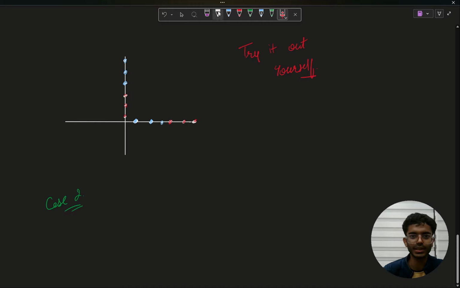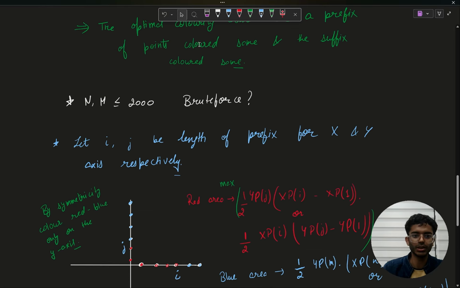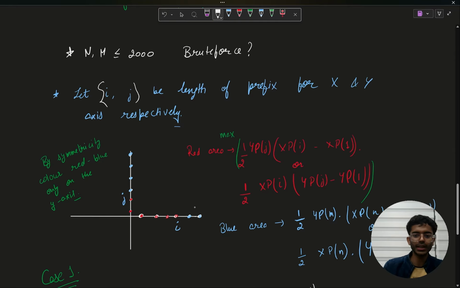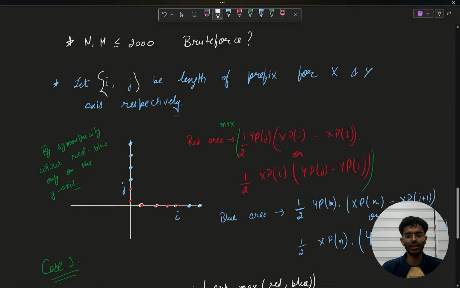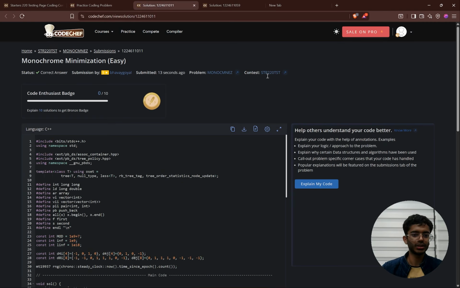But before the solution, let's consider the time complexity. The time complexity is n into m, because we need to iterate over all the pairs i comma j, and calculating this area is just a constant time operation, so the overall time complexity would be big O of n into m. Now let's see the solution in C++.